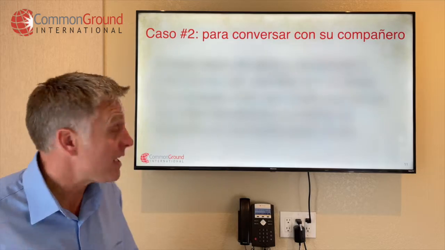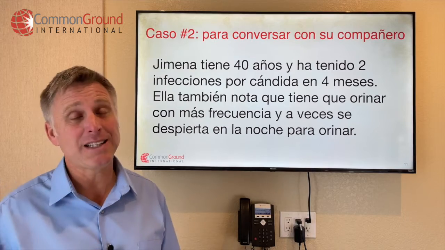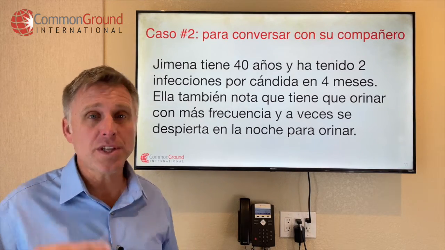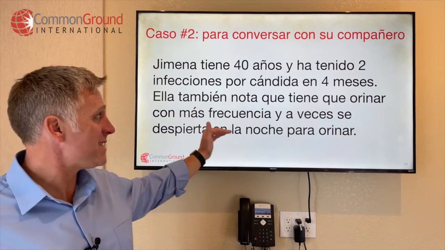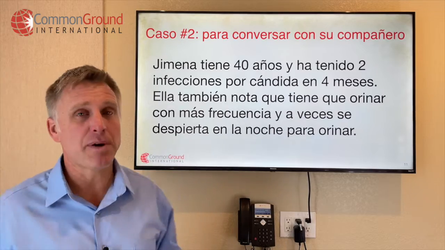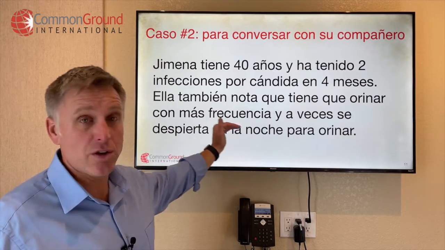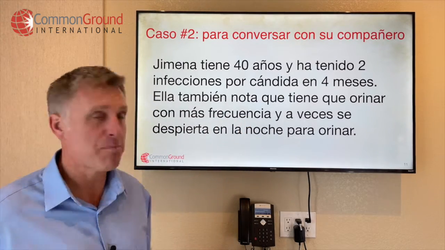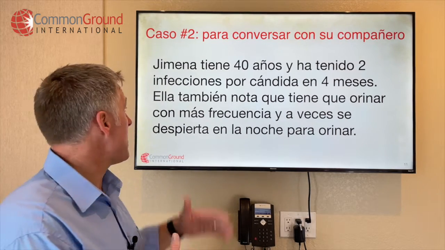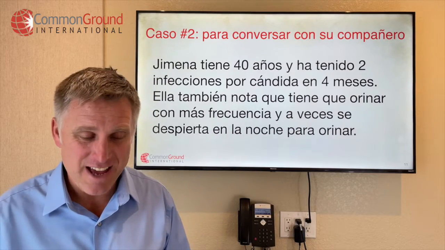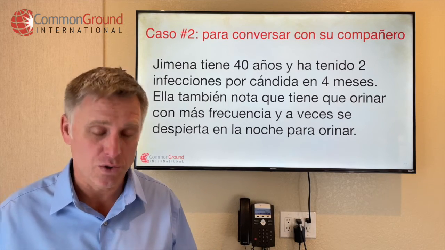Okay, caso número 2, Jimena. Jimena tiene 40 años y ha tenido 2 infecciones por cándida en 4 meses. So she's had 2 yeast infections in the last 4 months. Ella también nota que tiene que orinar con más frecuencia y a veces se despierta en la noche para orinar. So she has also noticed that she's got to urinate more frequently, and sometimes she gets up at night to go to the bathroom to urinate. Okay, so dos casos, you could take Jimena in a couple of different directions too, and so these are great oportunidades para continuar a tener conversación con tu compañero.